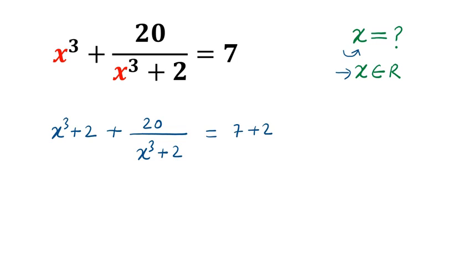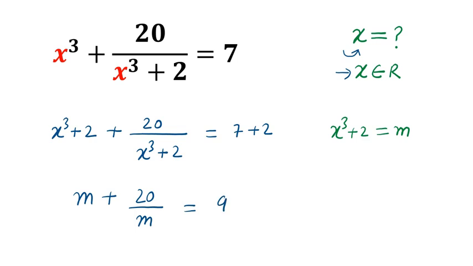Now look carefully, here x cube plus 2 and here x cube plus 2. Now apply substitution: substitute x cube plus 2 is equal to m. Then this x cube plus 2 is replaced by m, plus 20 divided by x cube plus 2 is replaced by m, is equal to 7 plus 2, which is 9.